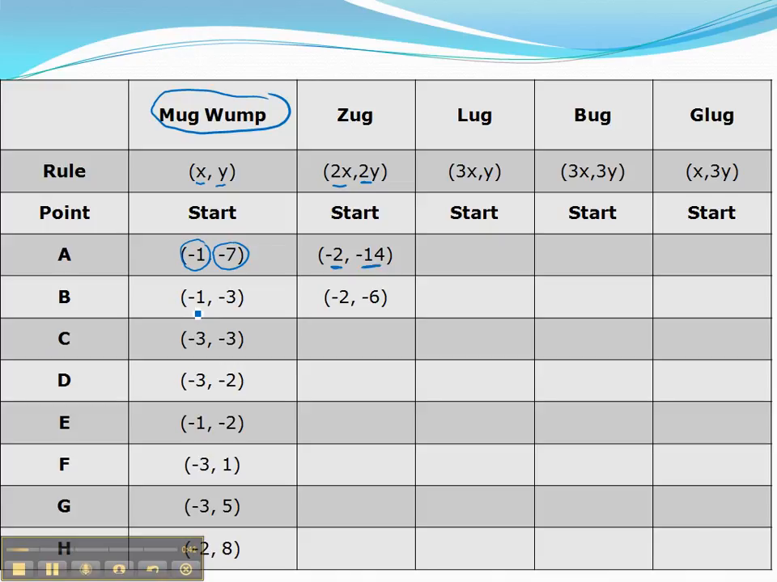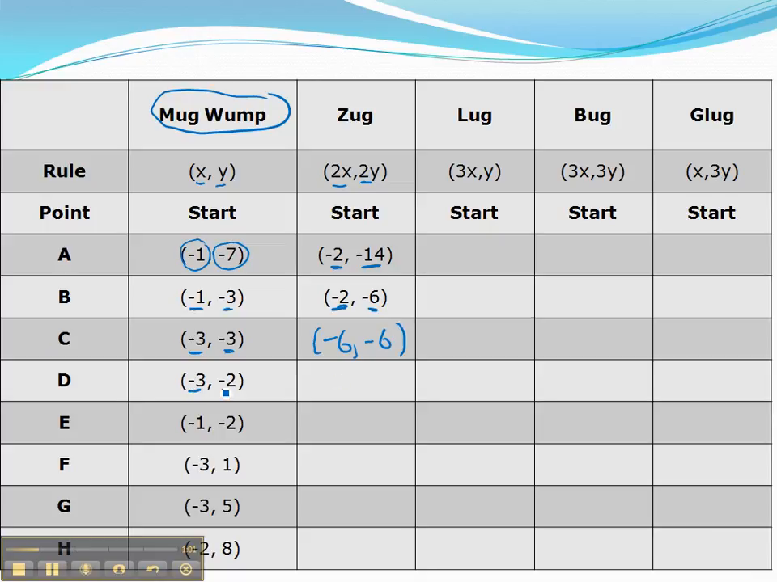And then for -1, -3, 2 times -1 is -2. 2 times -3 is -6. For point C, we have -3 for x and y, and 2 times -3 is -6, so we'll have -6, -6 for Zug.